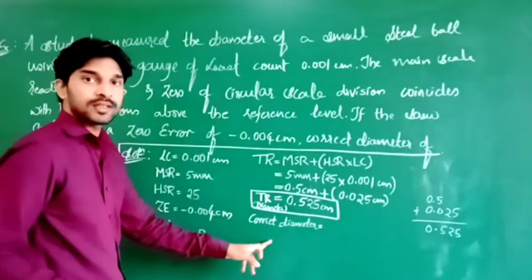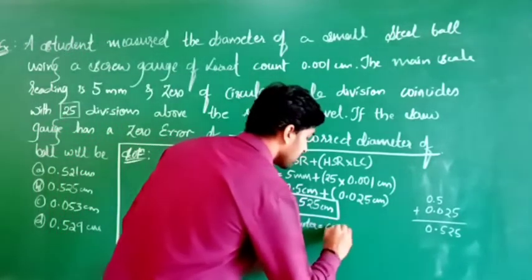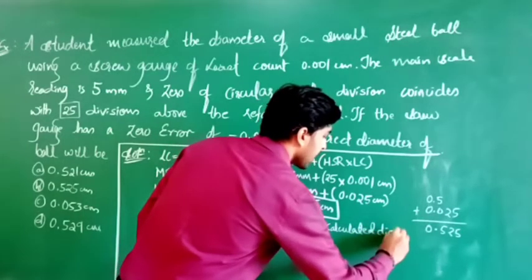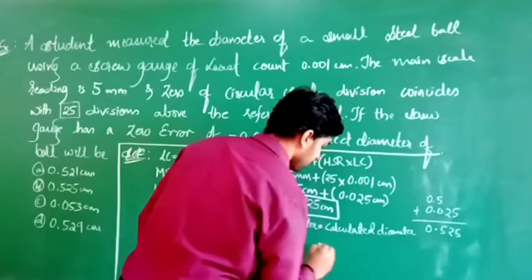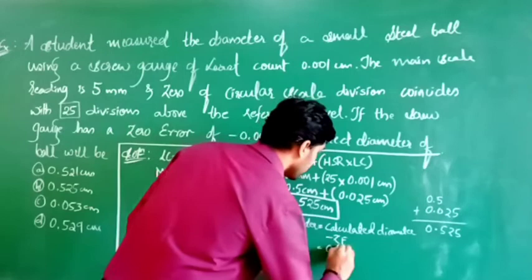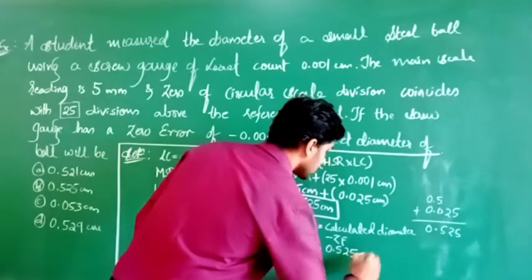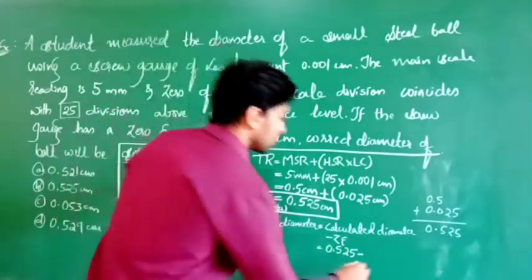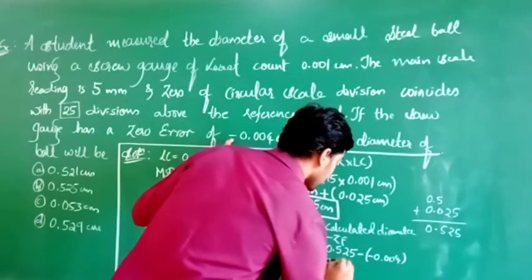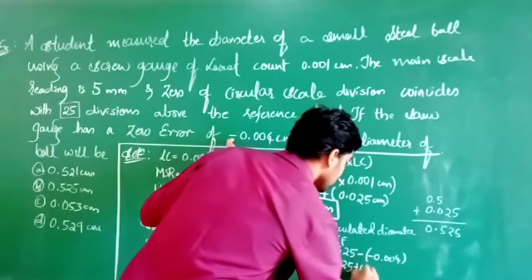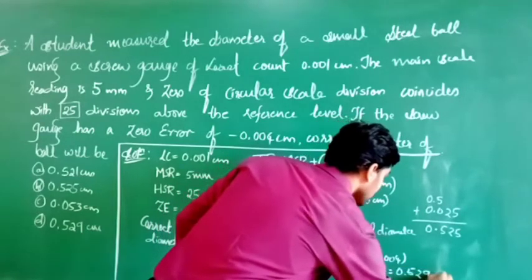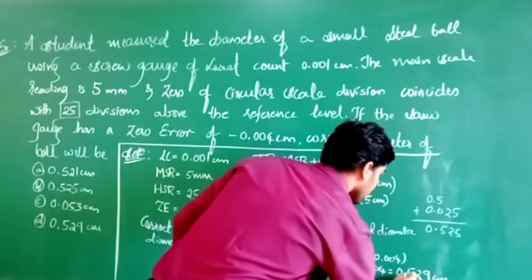So the correct diameter is the calculated diameter minus the zero error. The calculated diameter is 0.525, minus the zero error value, which is minus 0.004. So 0.525 plus 0.004 will give you 0.529 centimeter. Are you all following?